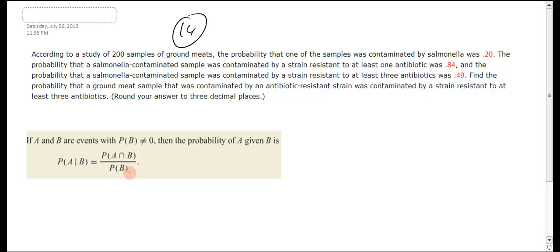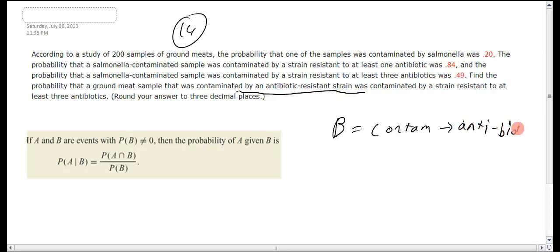So here we're going to define it. How I'm going to define it here is I'm going to define B as the event of being contaminated by, what am I looking for? Antibiotic, that was, I gotta find it here. So they're saying find the probability that a ground meat sample that was contaminated by an antibiotic resistant strain. So contaminated by an antibiotic resistant strain. Okay, so there's the B.